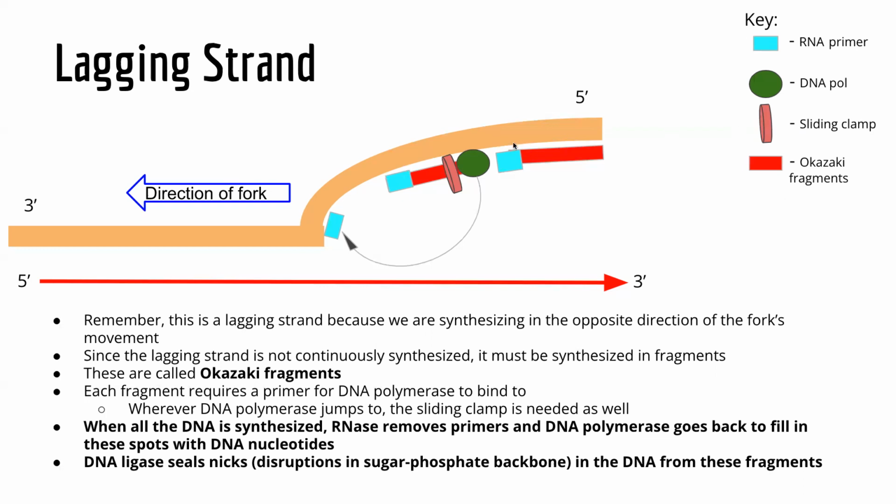And then this is a sliding clamp, which just holds the DNA polymerase on. Whenever the DNA polymerase is used, a sliding clamp is needed. And then RNase removes the primers, and DNA polymerase can go back and add on whatever is missing. And then at the end, between these DNA pieces, there's going to be a phosphodiester bond that's missing. So they have to have a DNA ligase to seal the gaps in between.